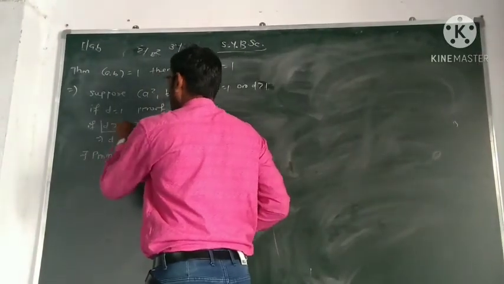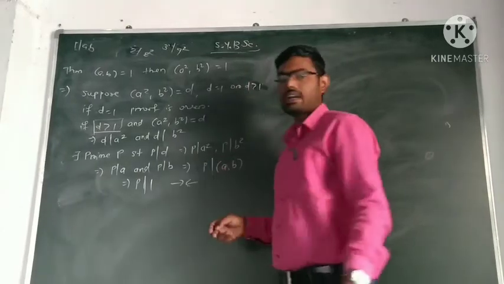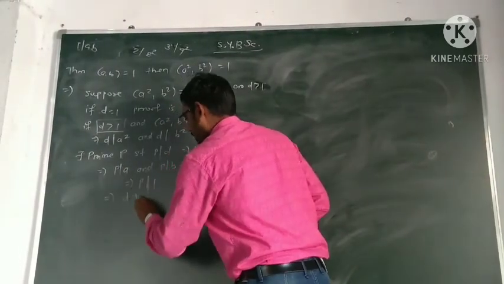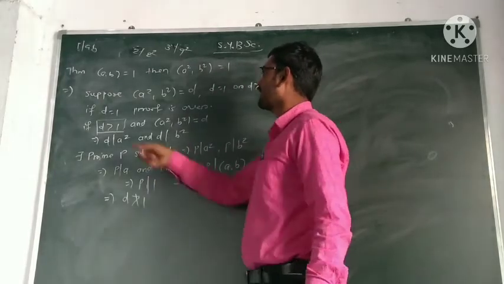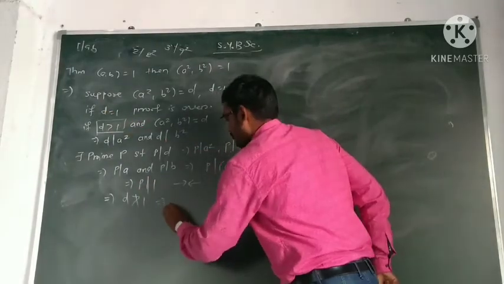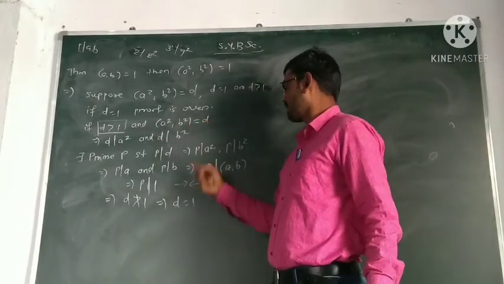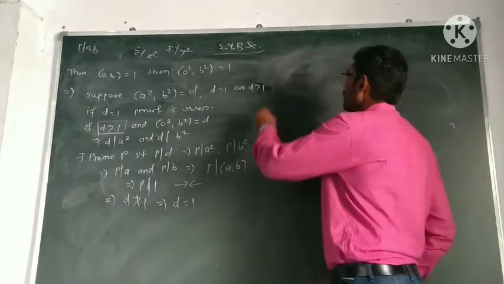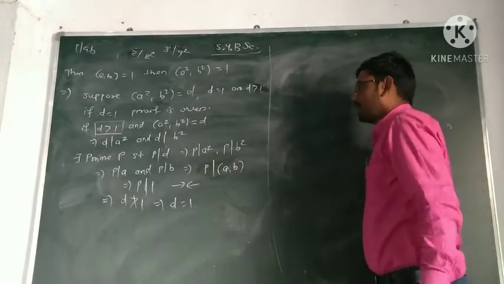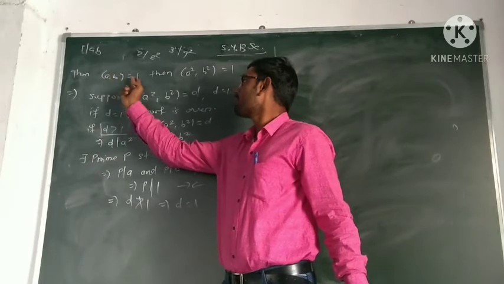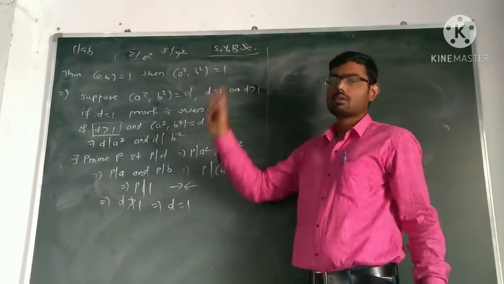We took D greater than 1 and we are getting a contradiction. This means D cannot be greater than 1. So the only option left is that D must be equal to 1. That is, GCD of A square and B square is equal to D, which is equal to 1. So this is the proof of the theorem: if the GCD of A and B is 1, then the GCD of A square and B square also is equal to 1.